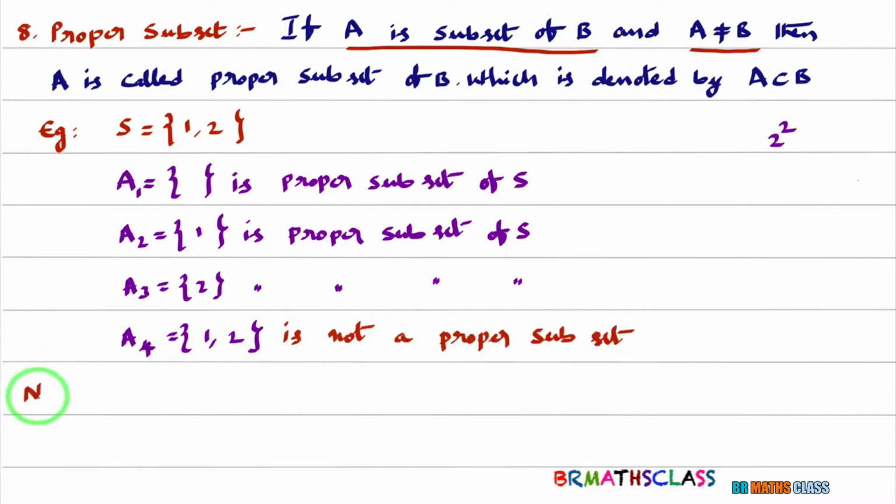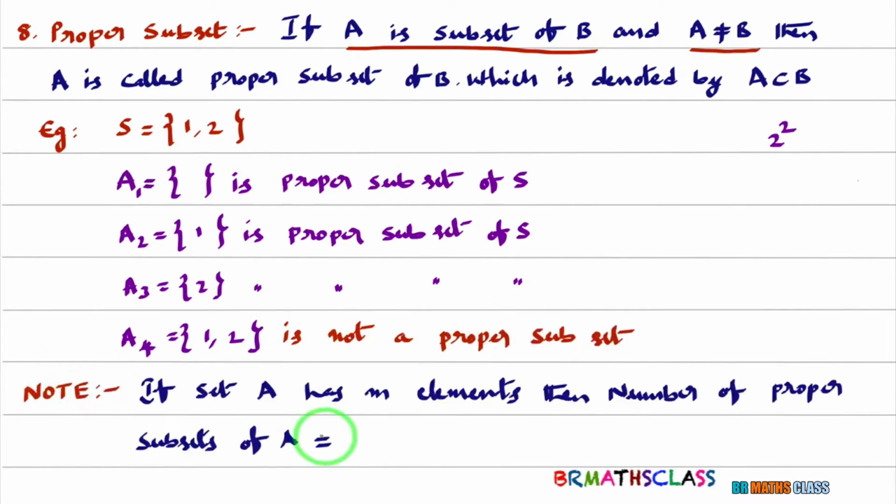Now we will learn an important note related to this proper subset. You observe here, if set A has M elements, then how many proper subsets will there be for set A? The formula is 2 power M minus 1. You observe here, this is the set S. For this, how many proper subsets did we get? 1, 2, 3. 3 proper subsets. See here, 2 square, the total number of subsets, minus 1. 2 square is 4. 4 minus 1 is 3. So if set A has M elements, we'll get 2 power M minus 1 proper subsets for set A.